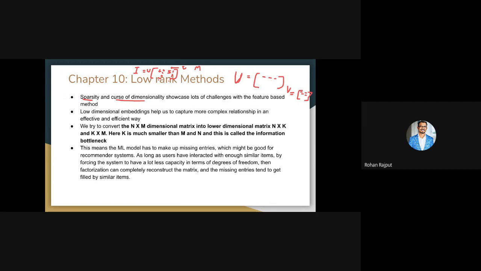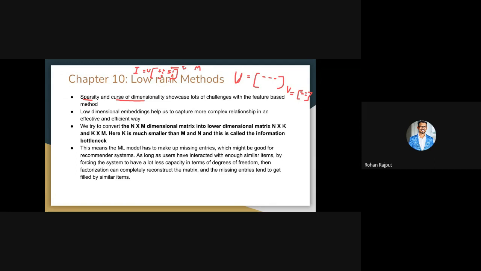So this problem of sparsity and the curse of dimensionality: as we've seen, as the users grow, the size of this matrix grows. And also, as the Matthew effect and popularity bias come into the picture, our matrices get more and more sparse. Because of these two problems, we cannot use feature-based methods. So what can we do?